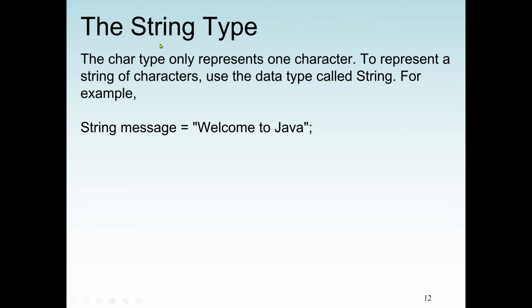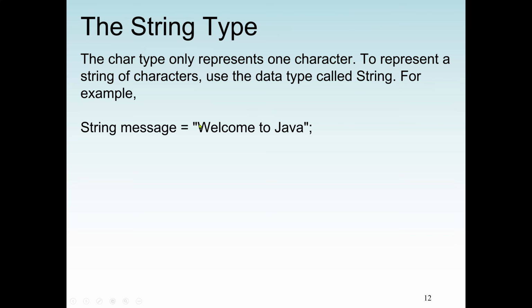Next, we move to the String. The string type, as we said earlier, is more or less a class. Here we say a char type only represents one character. To represent a string of characters, we use the data type called String. For example, you can see we have a variable named message. The data type is String, and it can have as many characters as we want. This is a sentence, but everything is in double quotation marks, so it's a string.